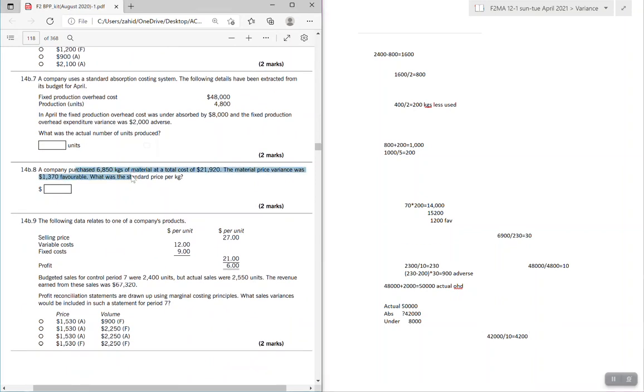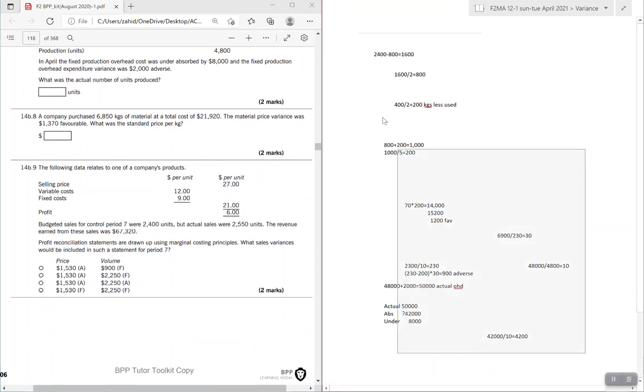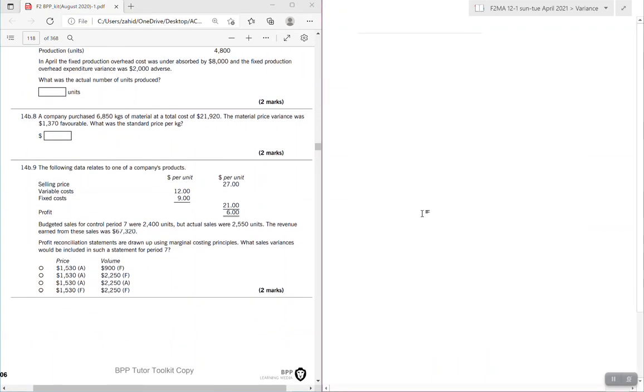A company purchased 65,850 kgs of material at a price of 21.90. The material price variance was 13.70 favorable. What was the standard price per kg? Okay, 21,920 is the actual cost. If we had bought it at standard price, we would have bought it more expensive. It means we would have bought it for 23,290. So dividing that by the kgs that we purchased, the standard price would be 3.40.